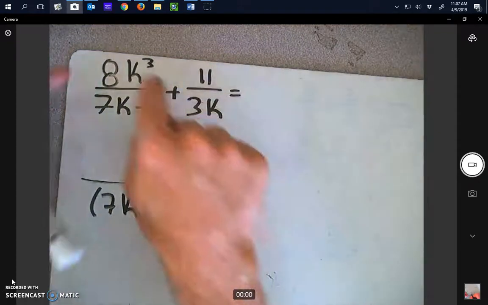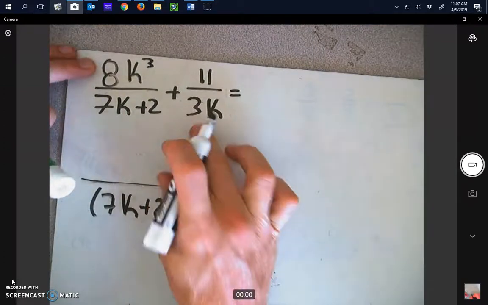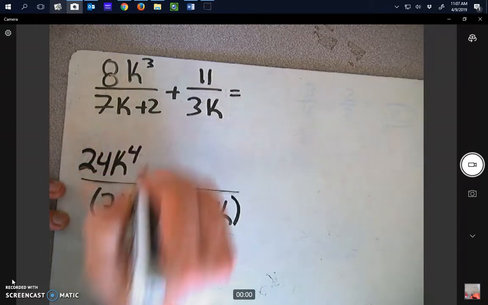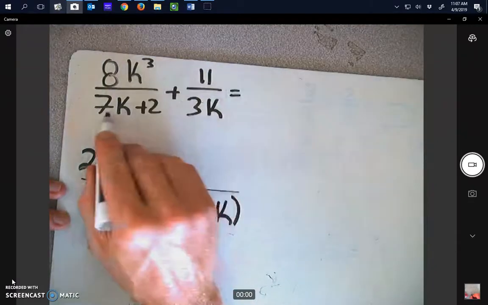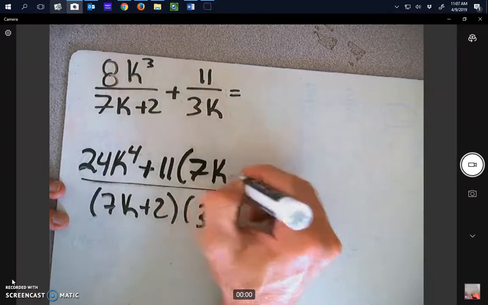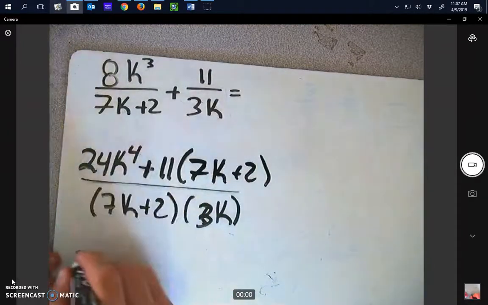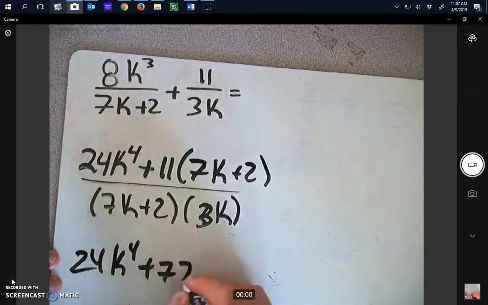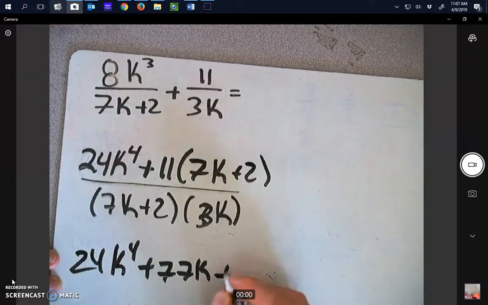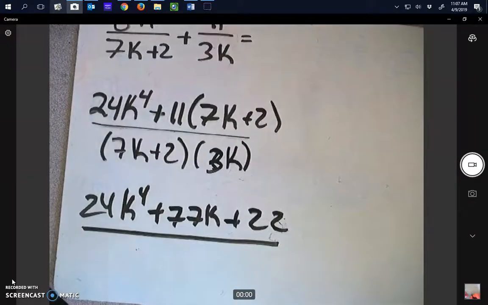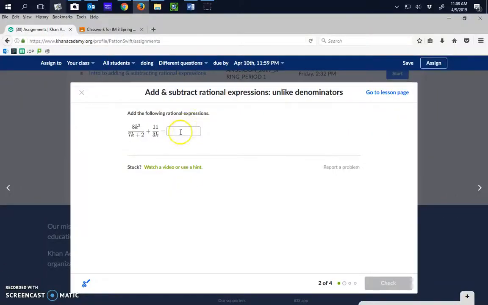Now we need to do 3k times this number. So 3k times 8k cubed is 24k to the 4. And then we need to do 7k plus 2 times 11. So plus 11 times 7k plus 2. So 24k to the 4 plus 11 times 7 is 77k, and 11 times 2 is 22, all over that same denominator. So we'll put that into the calculator. We have a fraction, so hit that first.